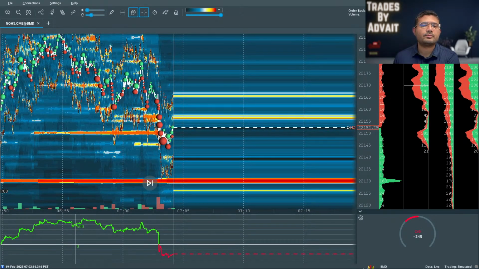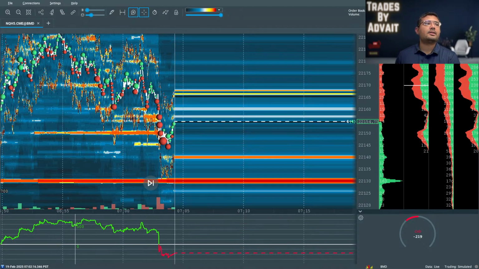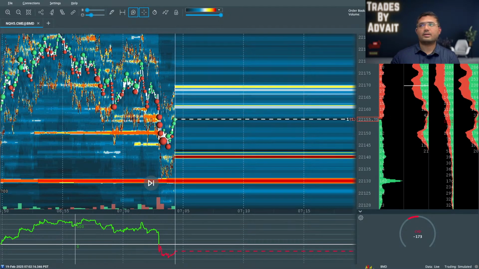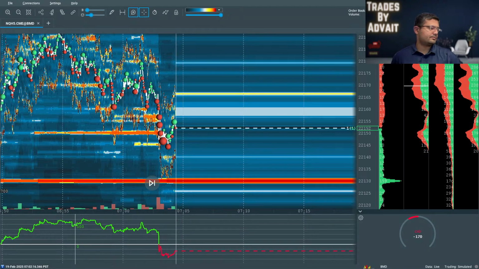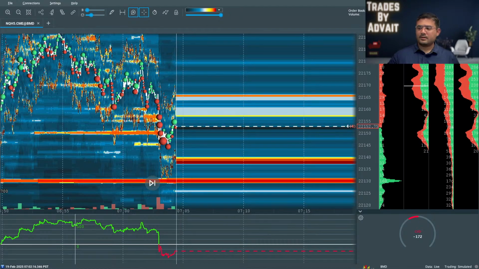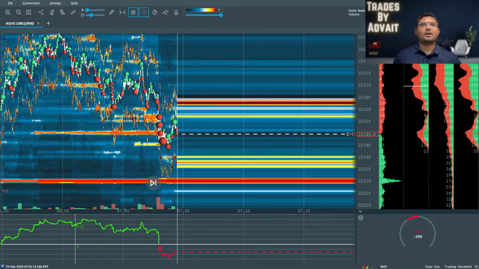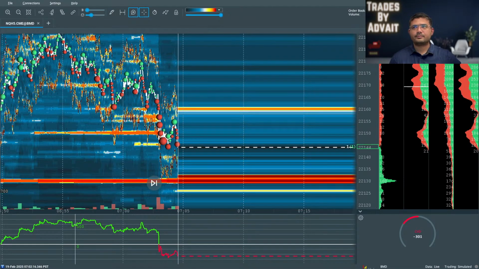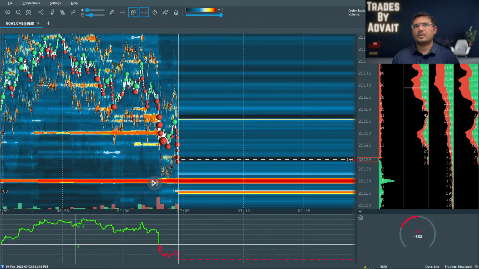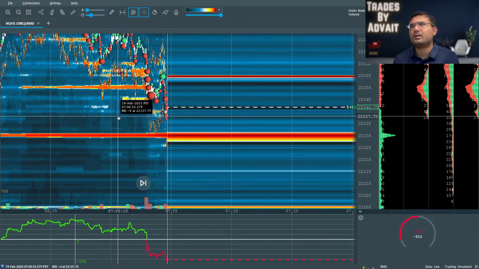But let's see if we get really good opportunities. Any thoughts from the people who are viewing? Any questions? Yep, it looks like it is approaching the 128 level.